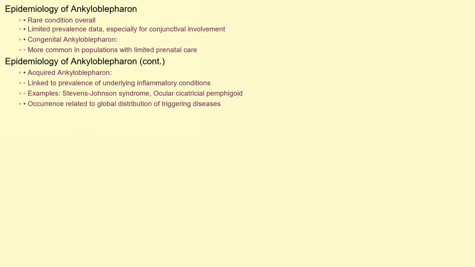Now, concerning epidemiology, Ankyloblepharon is considered a rare condition, and precise prevalence data is limited, especially when it comes to instances involving the conjunctiva. Congenital Ankyloblepharon is more common in certain populations, particularly those with limited access to prenatal care. Acquired Ankyloblepharon tends to be associated with the prevalence of the underlying inflammatory conditions, such as Stevens-Johnson syndrome or ocular cicatricial pemphigoid. So, its occurrence is linked to the global distribution and incidence of these triggering diseases.